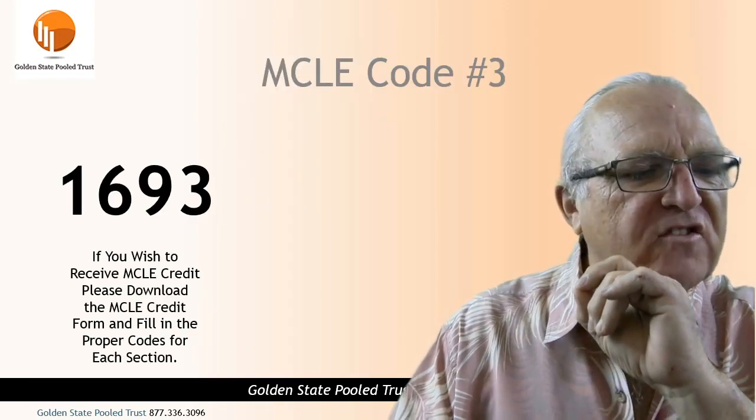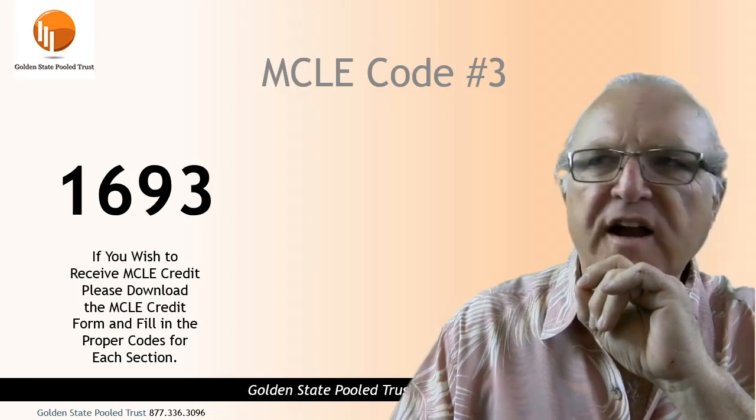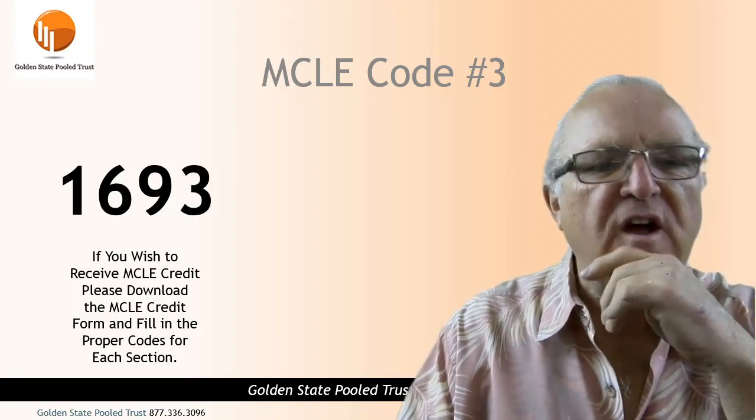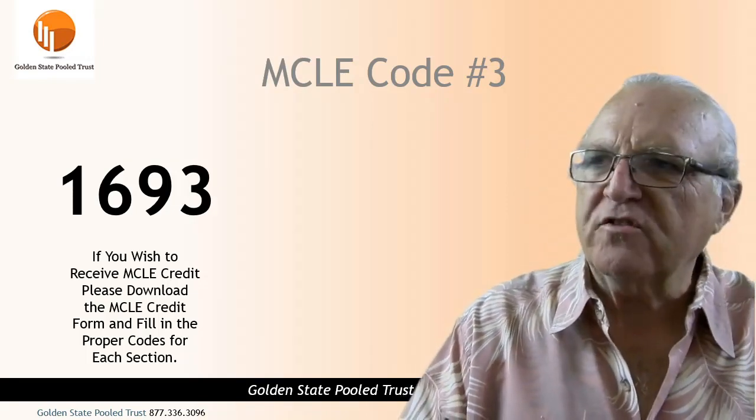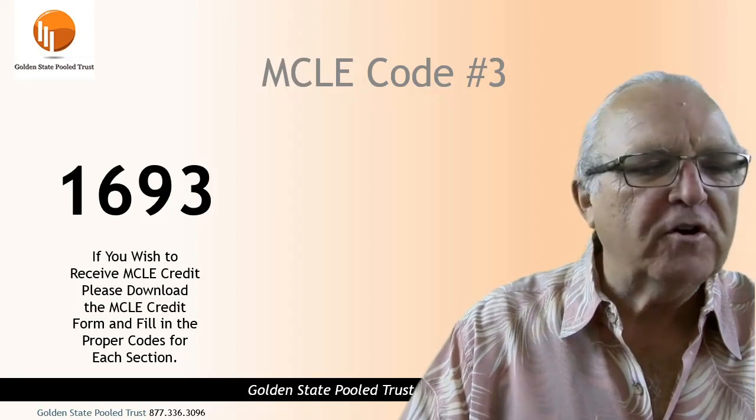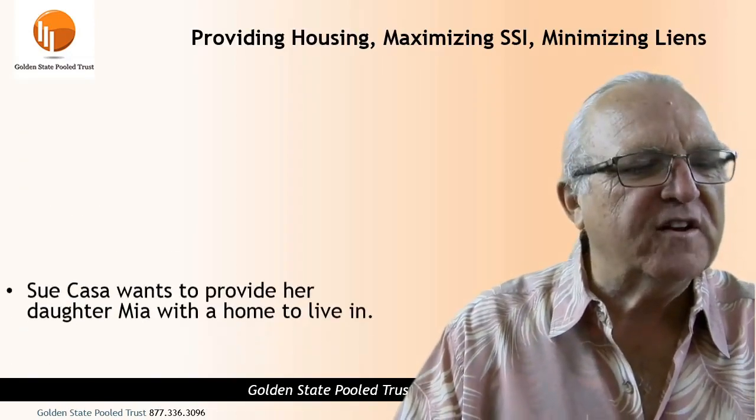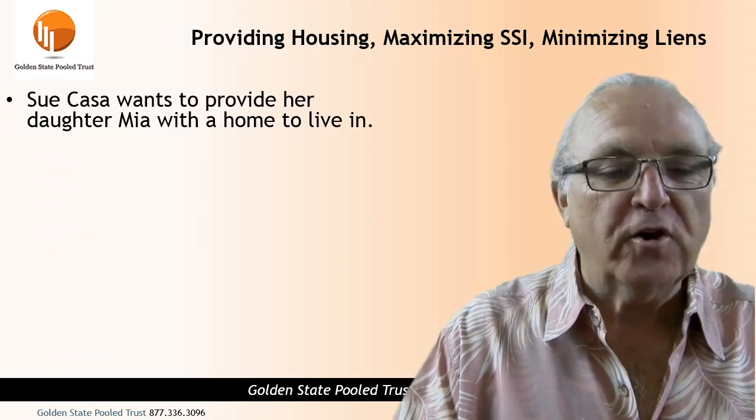Let's go for our last code, which is 1693. Here we're going to go through our last scenario, and we'll see if we have some questions. We'll try to take some here, but let's just run through this. So this is going to be kind of like putting everything together. Sue Casa wants to provide her daughter Mia with a home to live in.